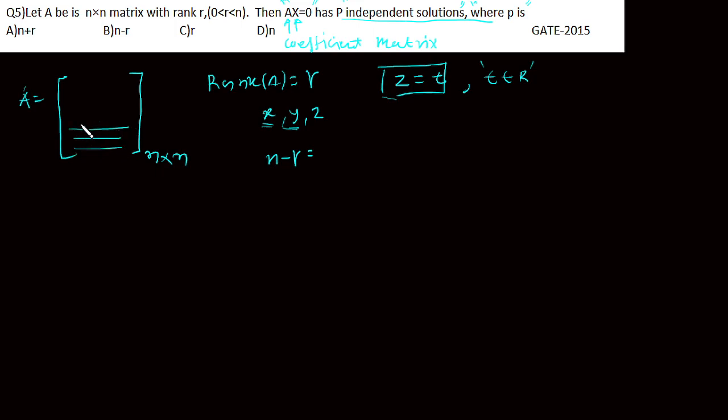Okay, they are completely 0 rows, n minus r rows, because here we have n rows and we are getting the rank r. So here we are getting r rows which are non-zero, with non-zero entries, and which are linearly independent, and the remaining n minus r rows will all have 0 as entries. So we can say at least n minus r solutions of this equation are independent. So option B is the correct one.